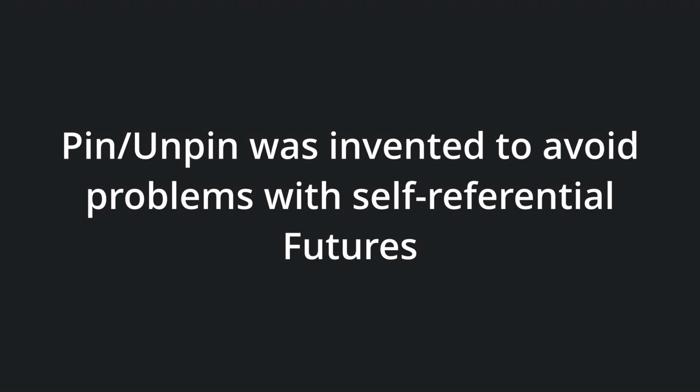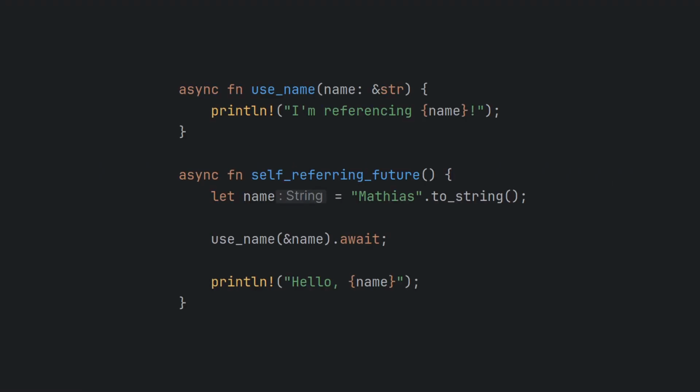Think of it as pinning a post-it note to a pegboard. As long as it is pinned, it will remain in the same location on the board even if you leave the room and come back. Unless you have a very naughty, i.e. unsafe, cat in the house. The main reason for Pin and Unpin's existence is to avoid problems with self-referential futures. These can easily occur when writing async functions or blocks like the ones we see on the screen now.